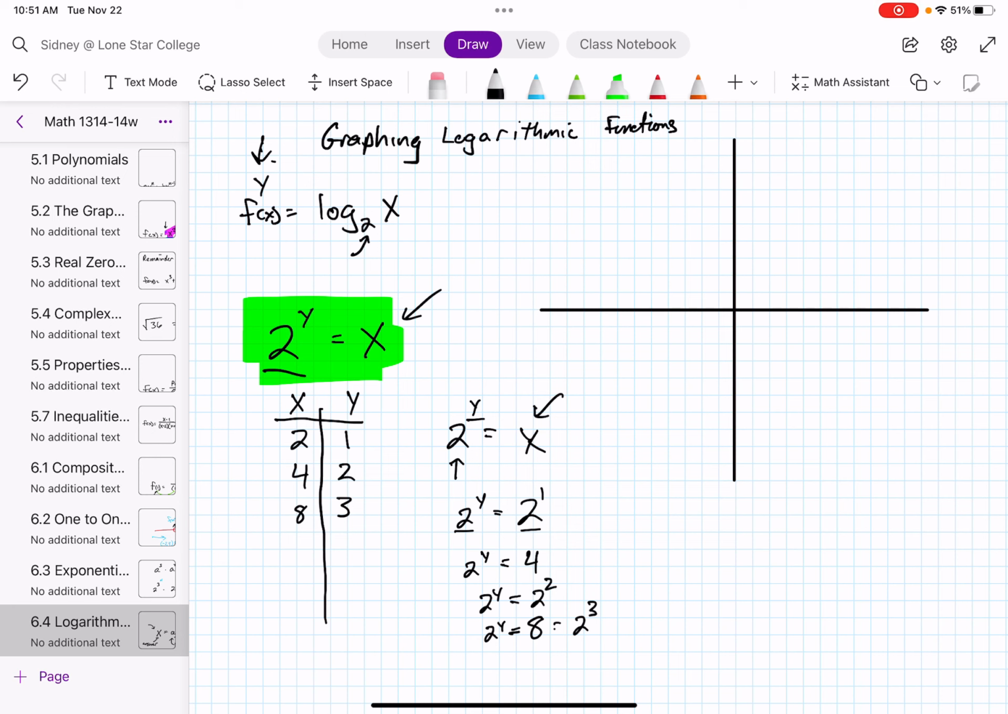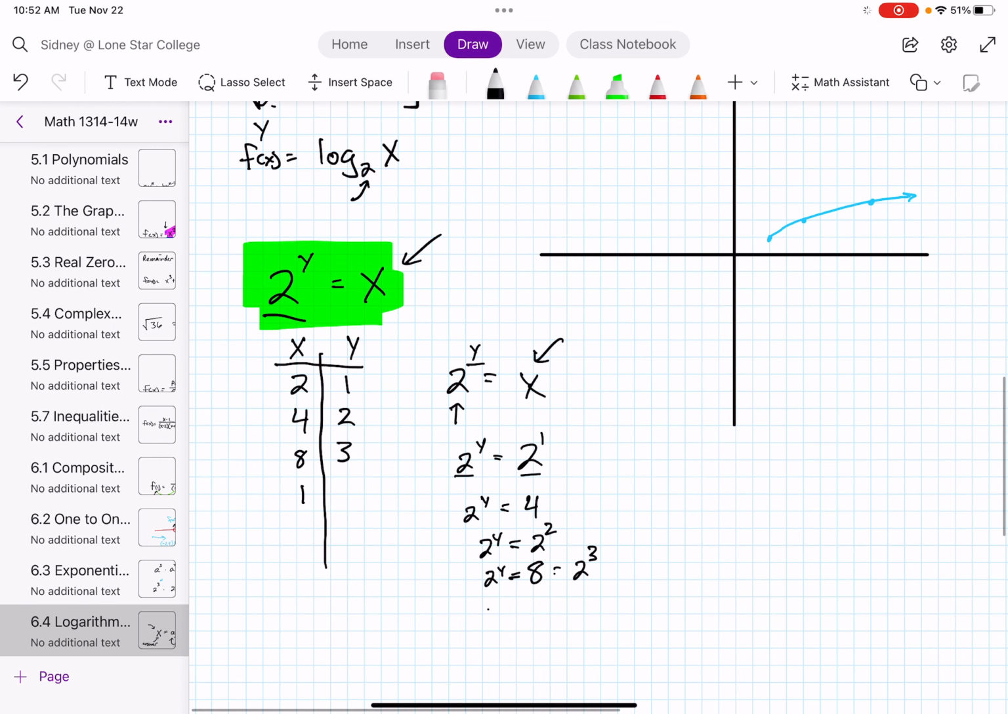Let's start plotting those points. 2 to the power of 1, 4 to the power of 2, and 8 to the power of 3. And so you can see that there's a curve forming. But what happens when it's less than 2? What happens if my output is 1?